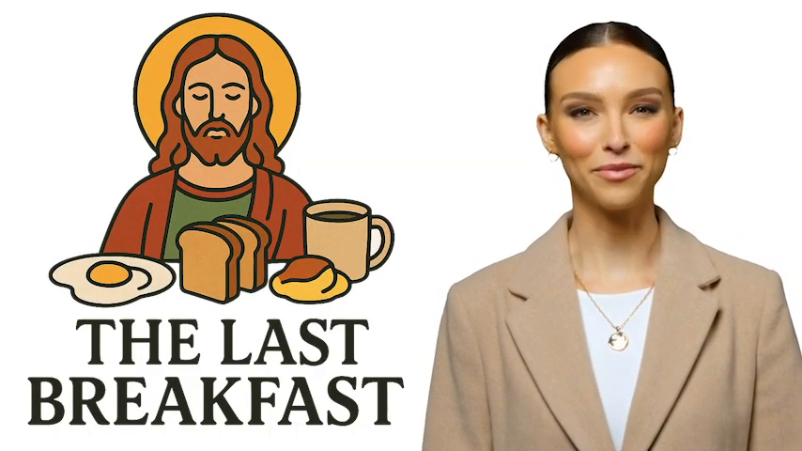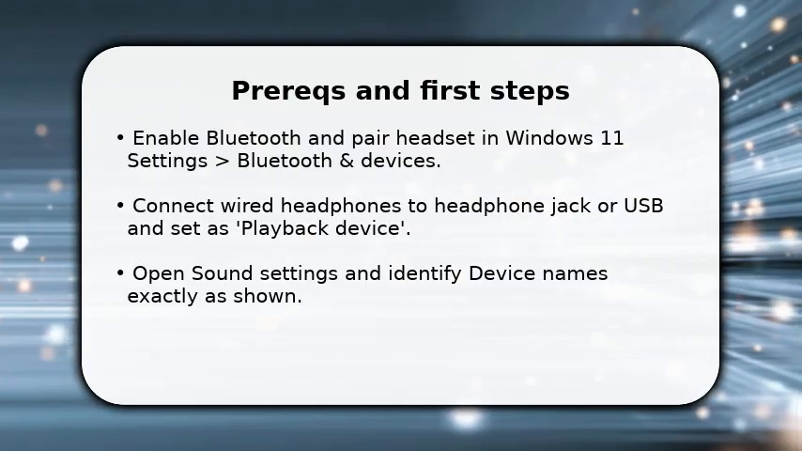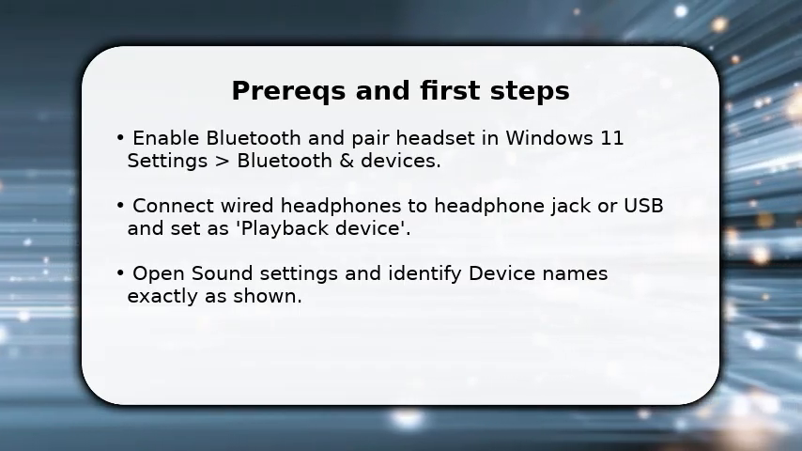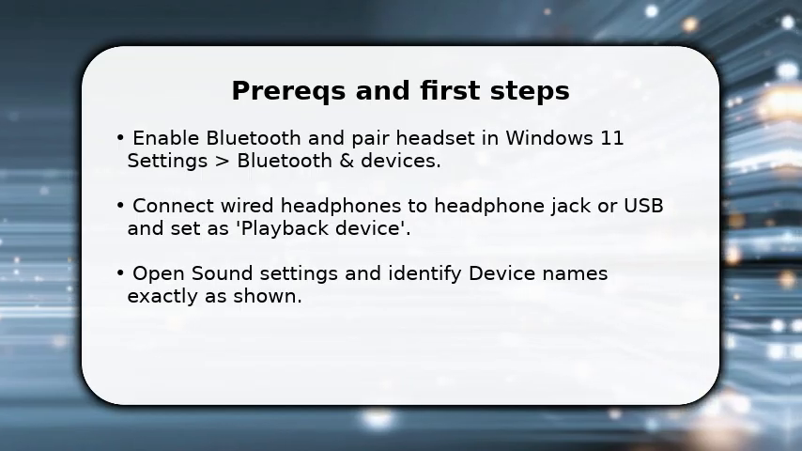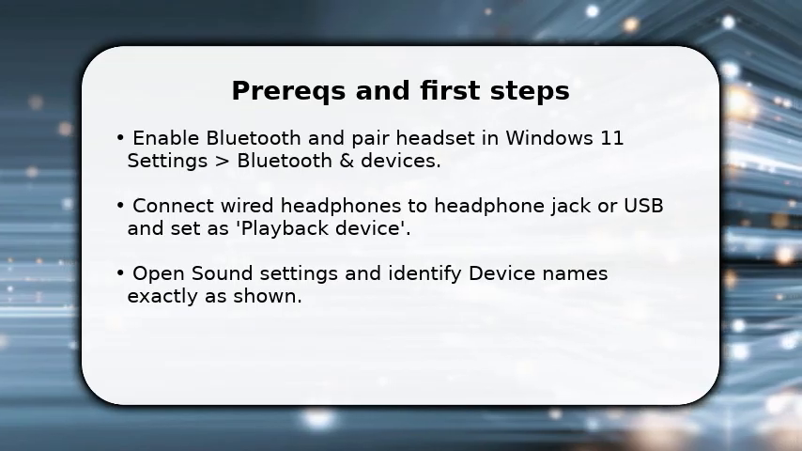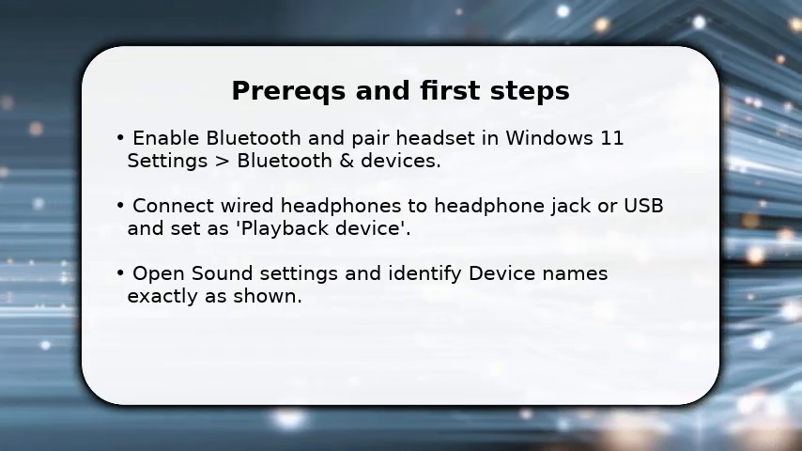Please enjoy the video. You start by pairing your Bluetooth headset and plugging in wired headphones. Make sure both appear in settings Bluetooth and devices and sound. Once done, open sound settings and note the exact device names. You'll need those for routing.